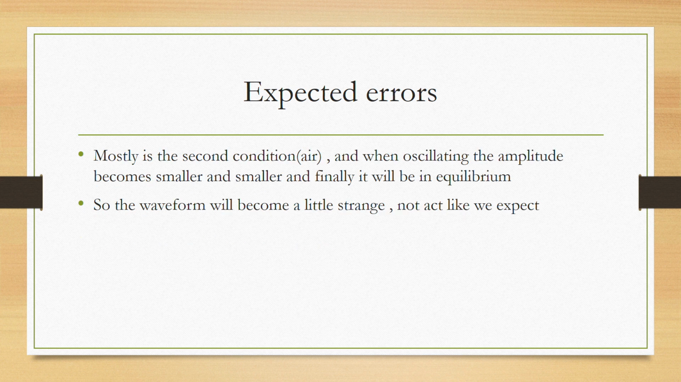So as a result, mostly it is in the second condition, which is air, and the oscillation will become smaller and smaller because the damping coefficient is not 0, and finally it will be in equilibrium, which means that it will stay in only one position. So the waveform will become a little strange, not acting like we expected. And next is our second part.